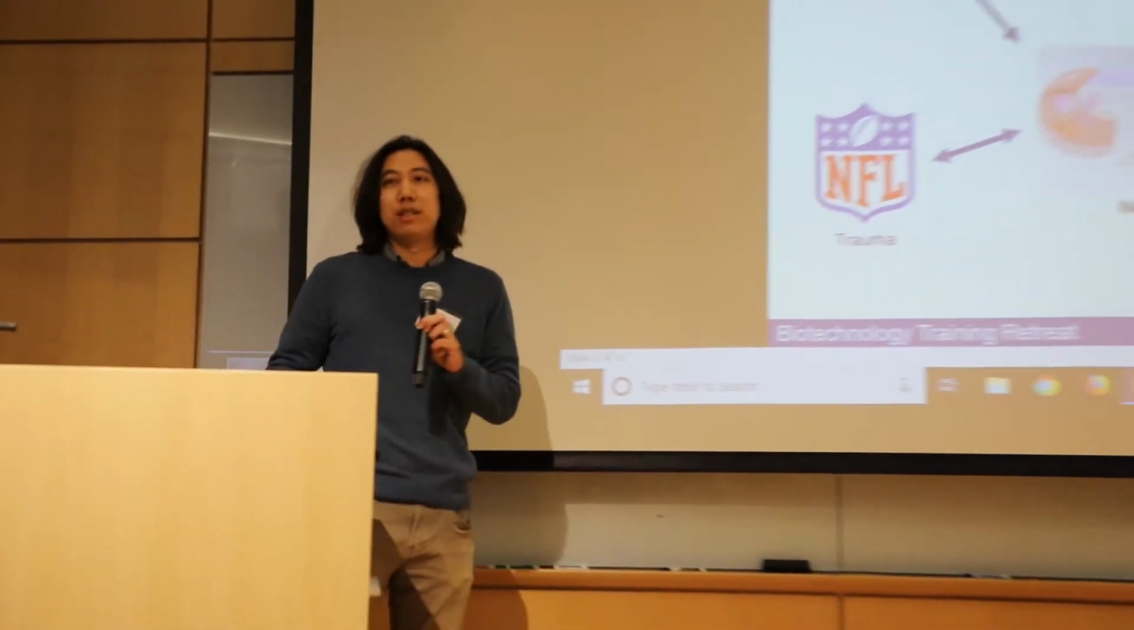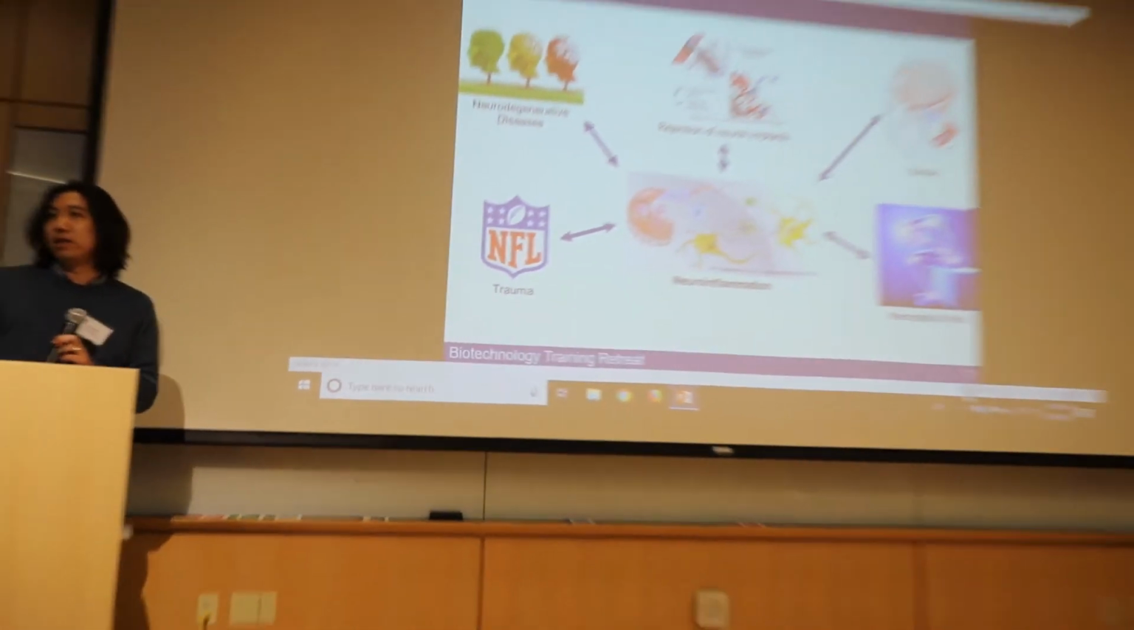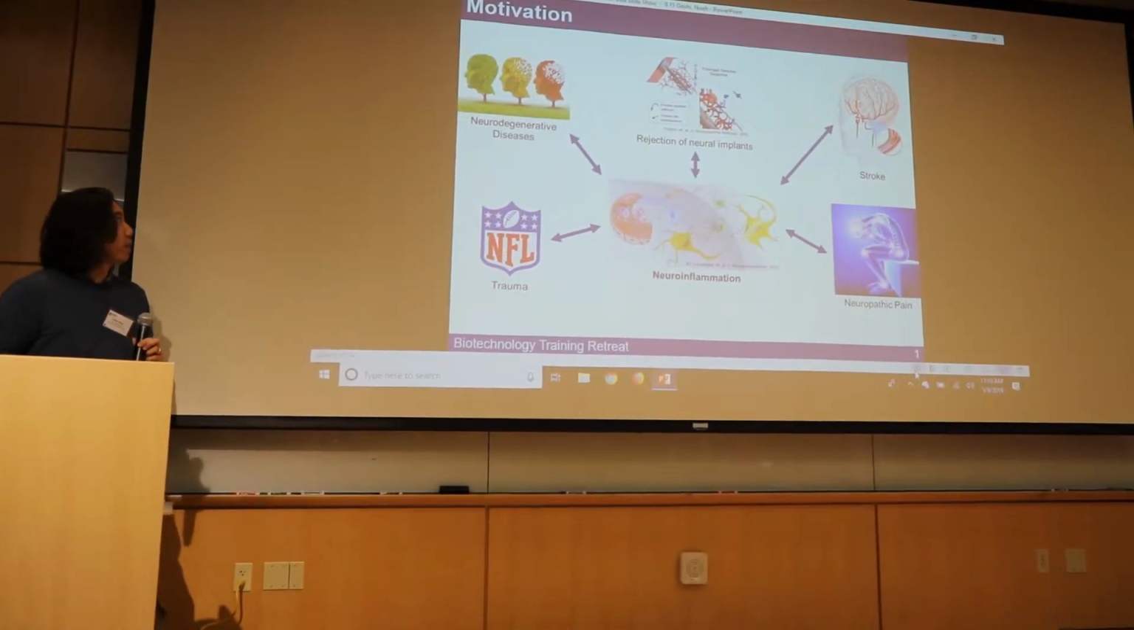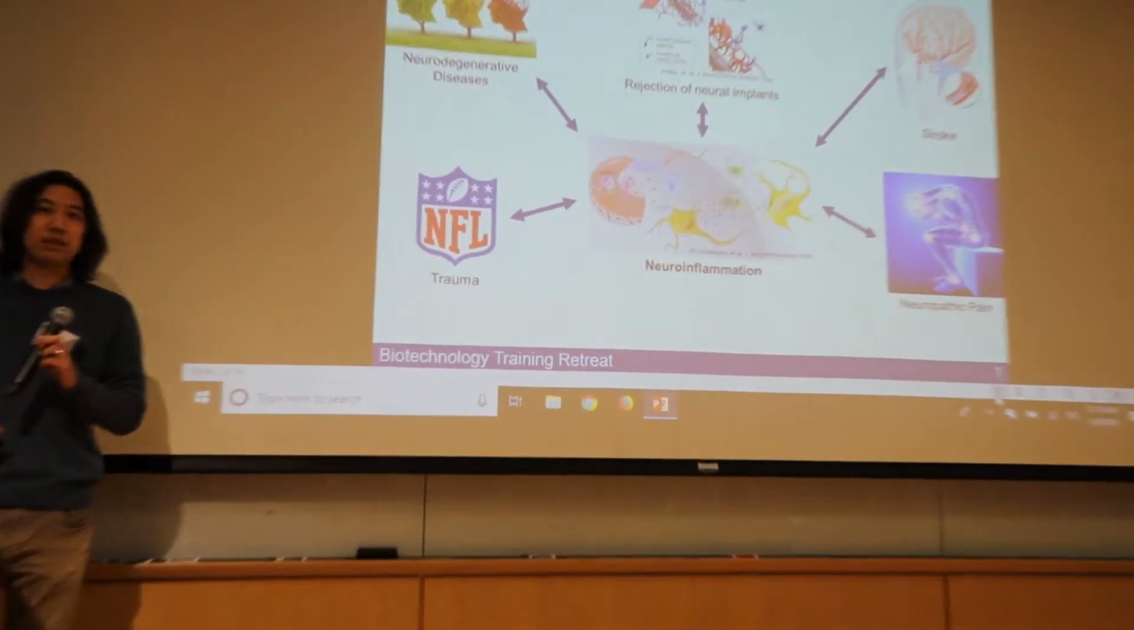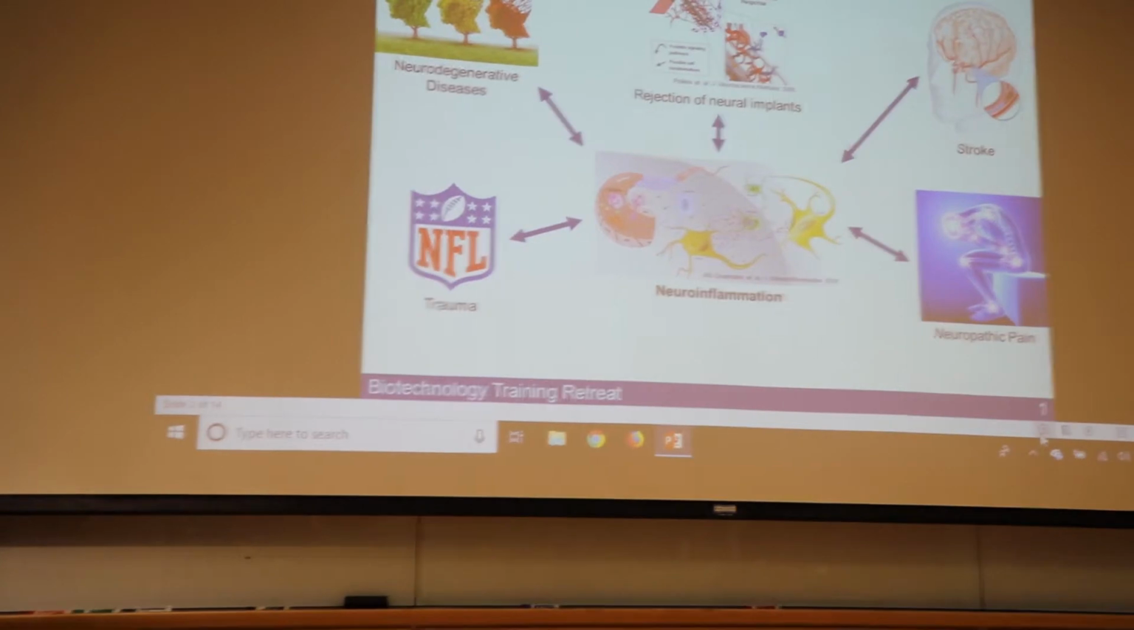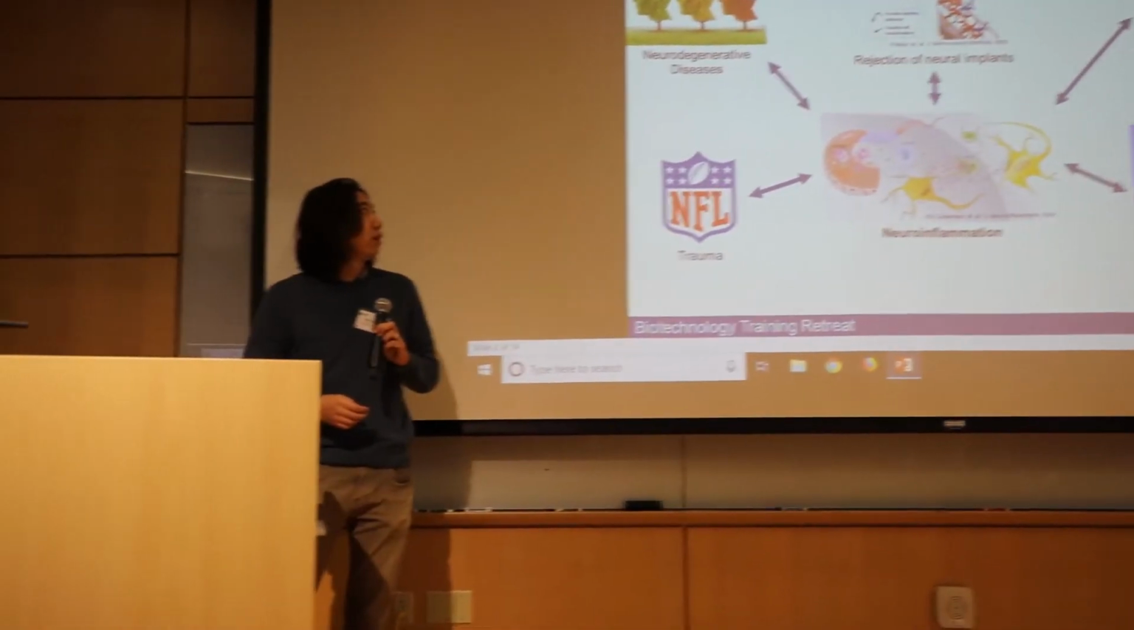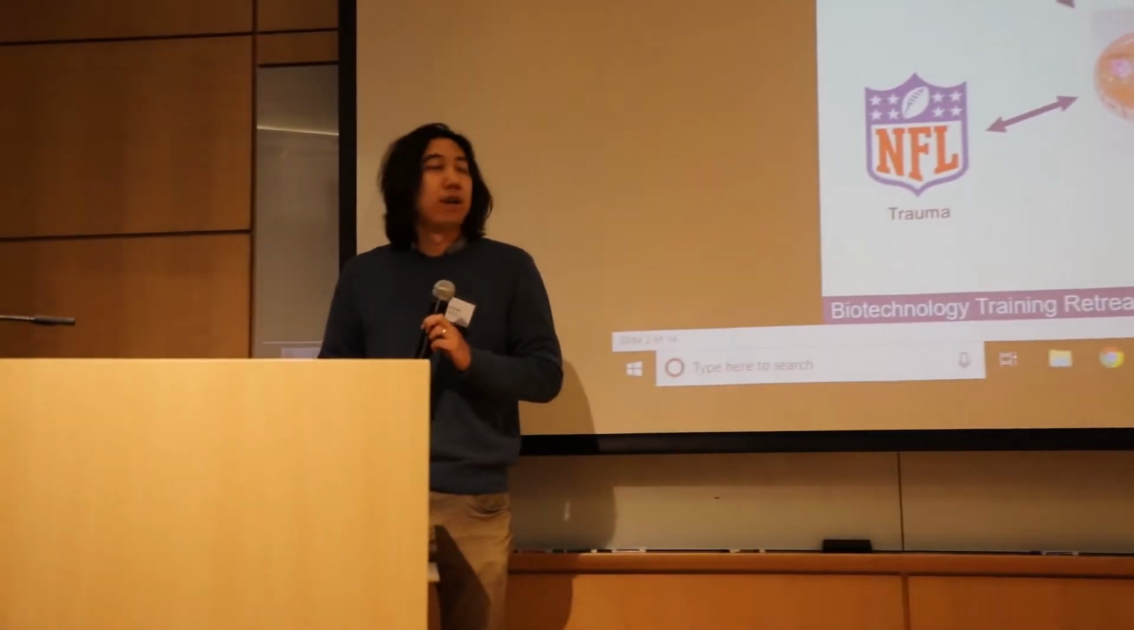So, neuroinflammation plays a central role in a number of pathological conditions in the central nervous system. These include things like neurodegenerative diseases, trauma, such as TBI and CTE, neuropathic pain, stroke, and the rejection of therapeutic neuroimplants. And while there has been significant research into managing neuroinflammation, there's still much that we don't know.